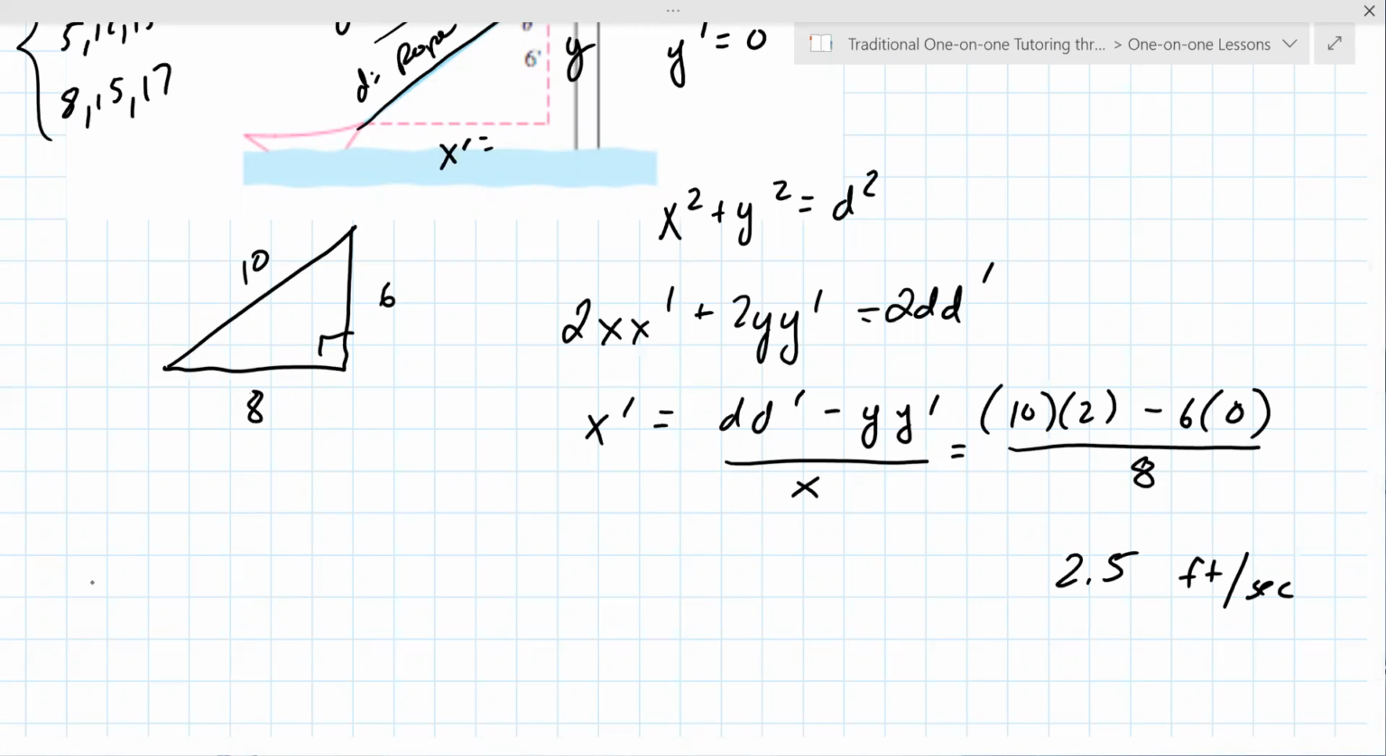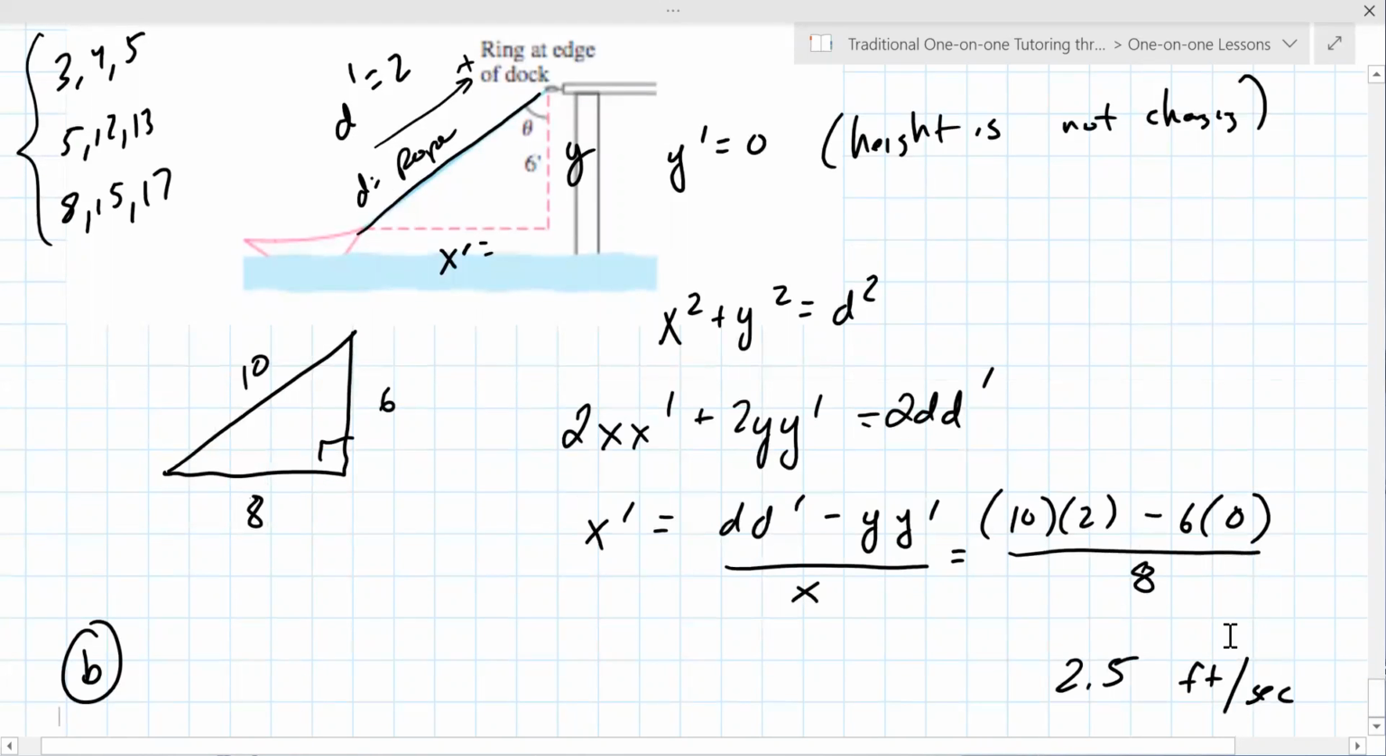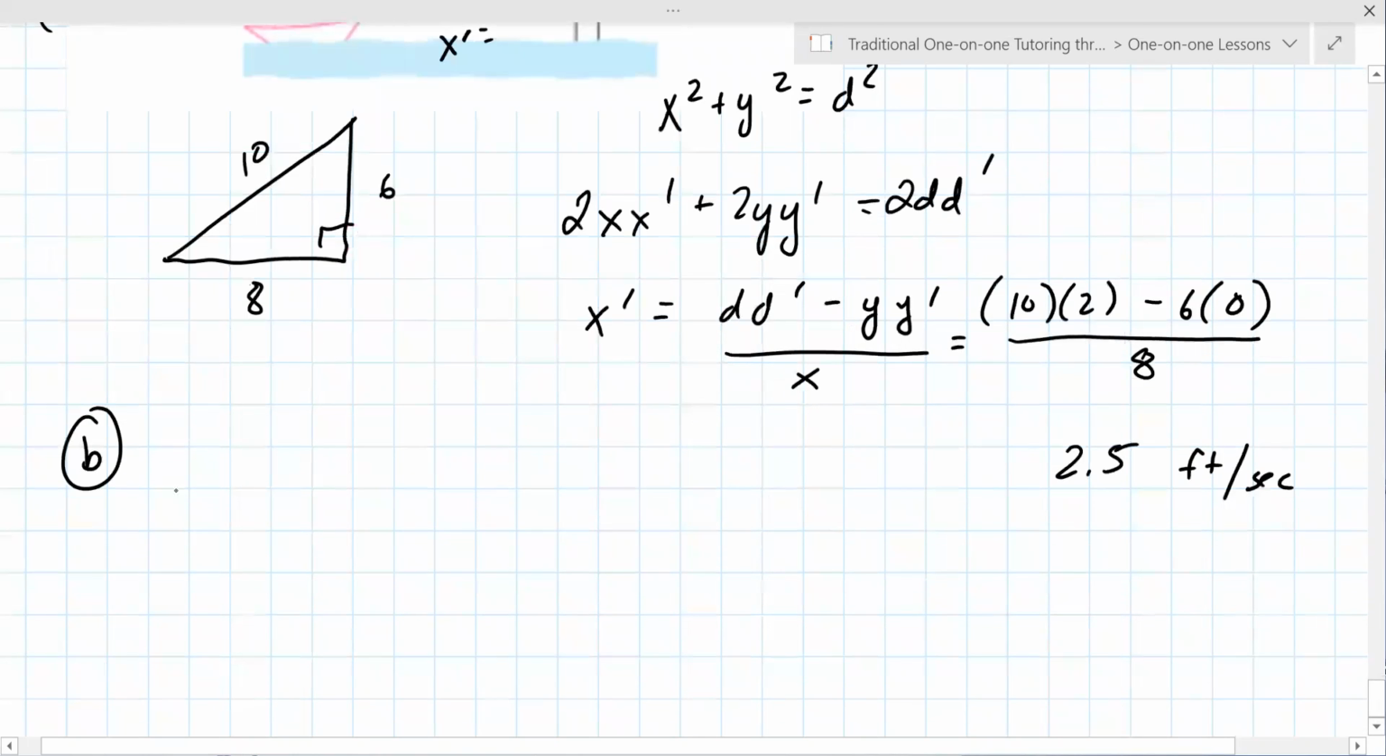Now part B, if you've got it in front of you, says at what rate is the angle theta changing, and that's the one up here. So if we use tangent, it's x over y. We can definitely do that because we have all those variables. That's probably one of those things to check with your instructor to see if they have any guidance on that. You could choose cosine, whatever. We'll just do tangent again. So tangent of theta equals x over y.